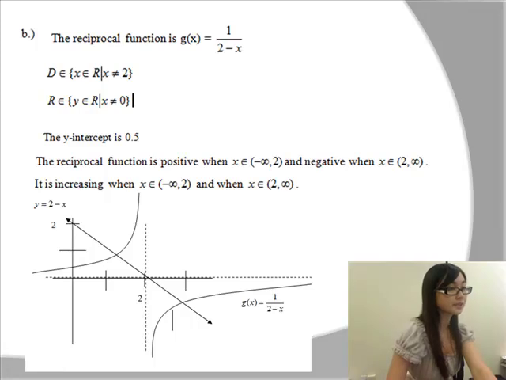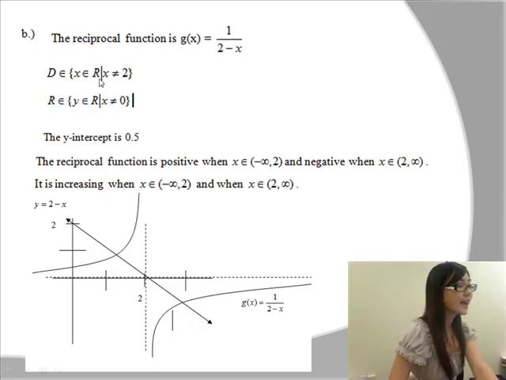For the reciprocal, we simply reverse the numerator with the denominator. The numerator for the last case was 2 minus x, the denominator was 1. So we reverse it, and the reciprocal function becomes g of x equals 1 over 2 minus x.